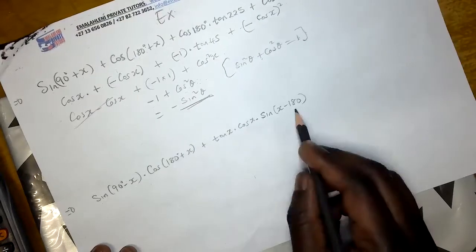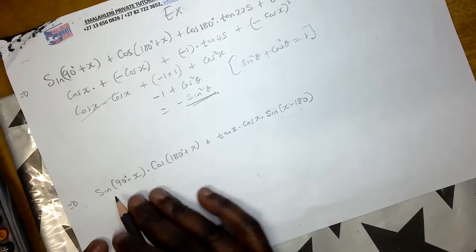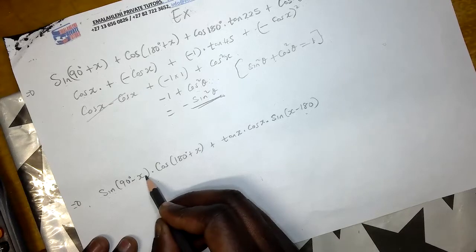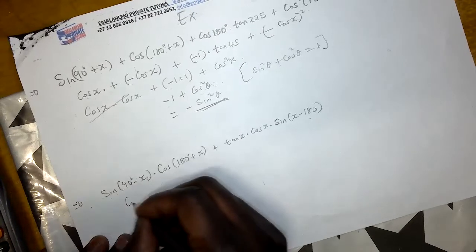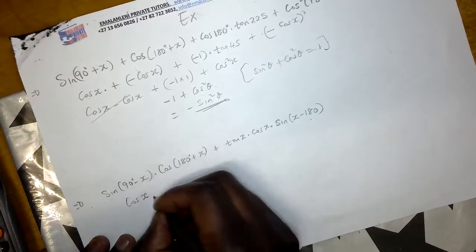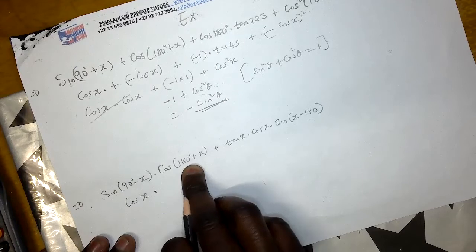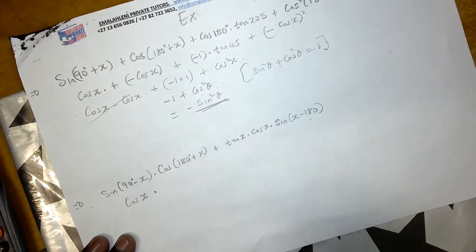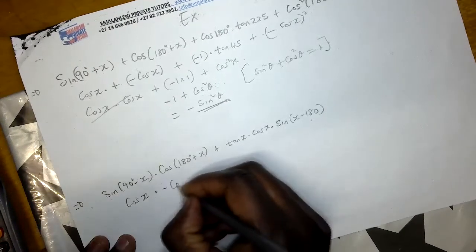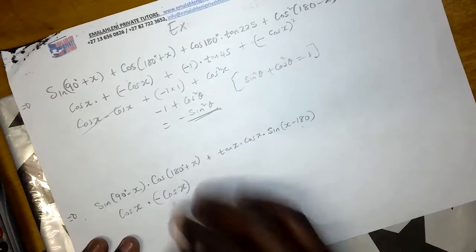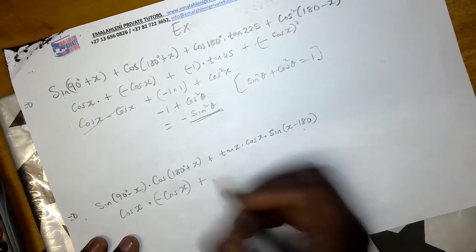Now let's come here and see. This is actually a typical exam question. Here we're told that sine of 90 minus x, what we know, is equal to cos x. What about cos of 180 plus x? We know that is negative cos x, because it is in the third quadrant. Then plus, what is our tan?